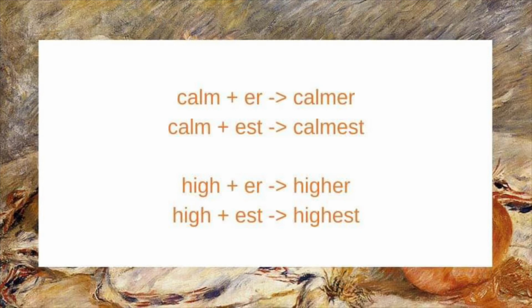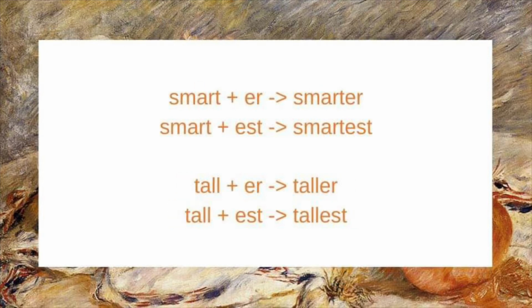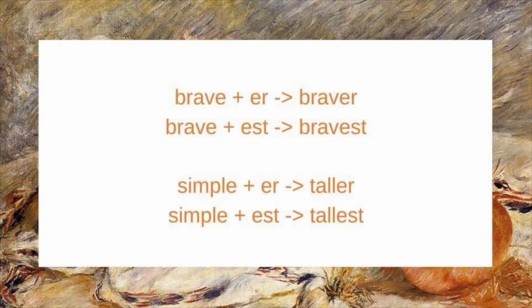High, higher, highest. Smart, smarter, smartest. Tall, taller, tallest. For most one-syllable adjectives spelled with a final replaceable e, replace the e with the er or est suffix. Brave, braver, bravest. Simple, simpler, simplest.